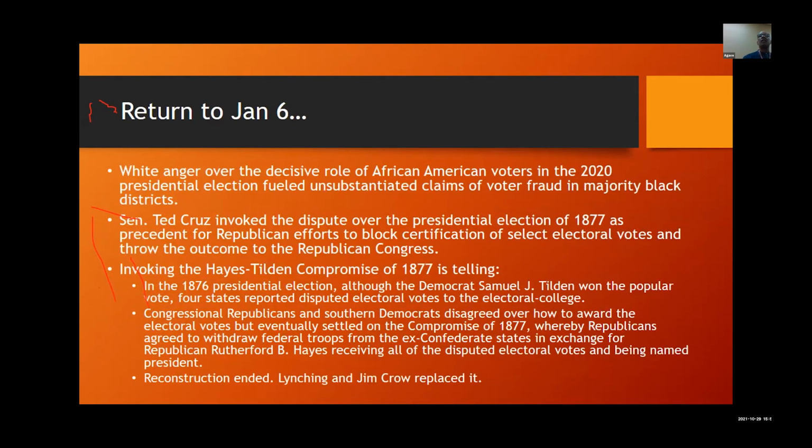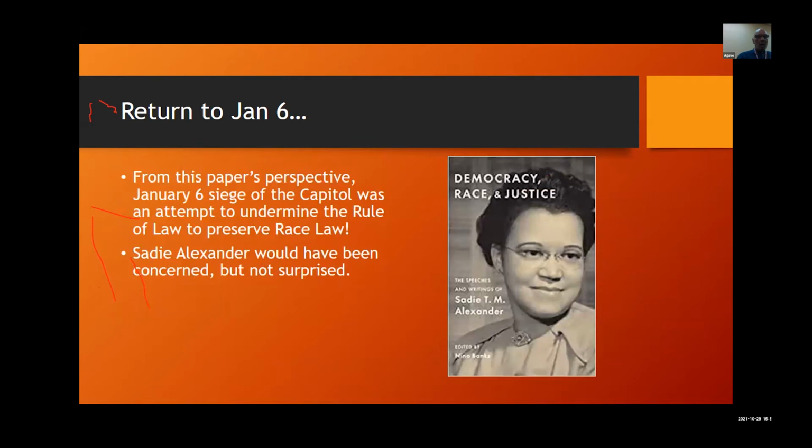Now, returning to January 6th, Senator Ted Cruz, I'm sorry, invokes the Hayes-Tilden Compromise of 1877 as precedent for what they were trying to do. But that essentially put an end to Reconstruction and the removal of the federal troops from the South. So from this perspective, January 6th and the siege on the Capitol was an attempt to undermine the rule of law, to preserve race law. Now, Sadie Alexander, we think, would have been concerned, as we all are, but she would not have been surprised, as I think many of us were.